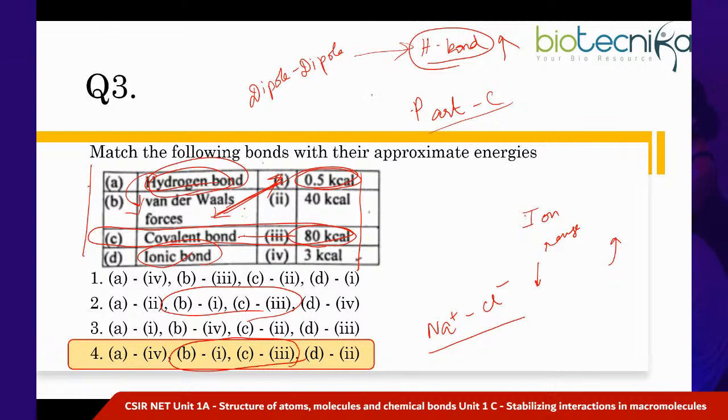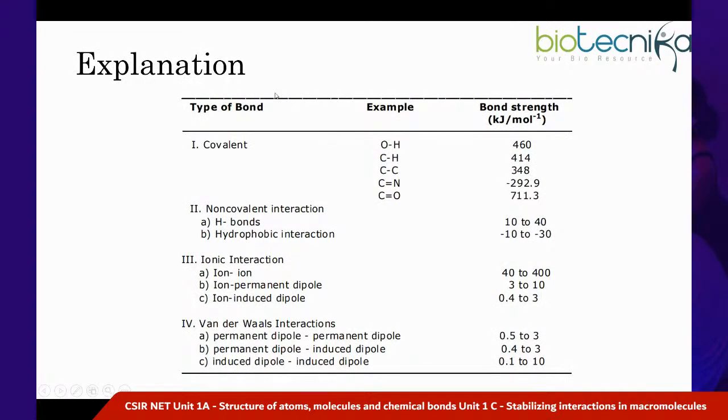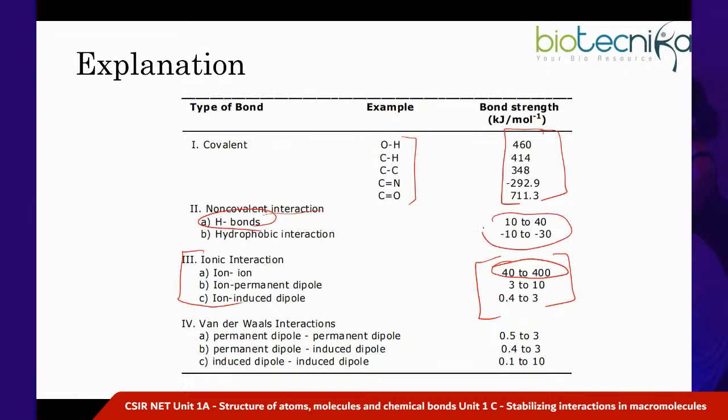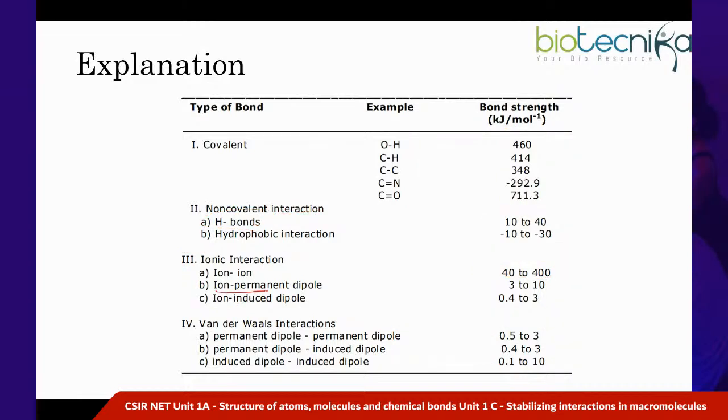So that's why here you can see the covalent bonds have the highest bond strengths, right? Examples are given under non-covalent interactions. Next you have ionic interaction, 40 to 400, a huge range. Then you have hydrogen bonds, to some extent like this, and van der Waals interactions to some extent like this. So all these are explanations of van der Waals interactions only, like ion-permanent dipole, ion-induced dipole.